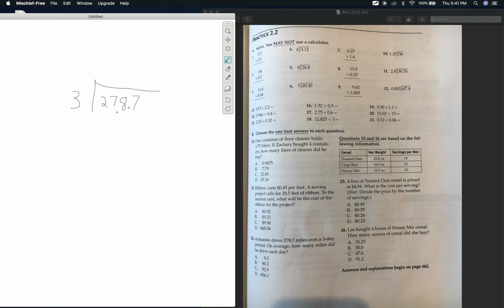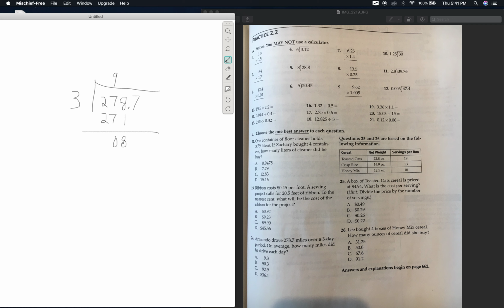So 3 goes into 27. 3 times 9 is 27. So there we go, 3 times 9, 27. 7 minus 7, 0. Same with 2 minus 2. Does 3 go into 0? Absolutely not. Let's bring down this 8 from here. Okay, I'll do that just to remind you guys.